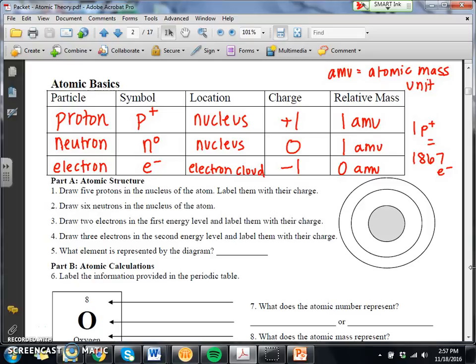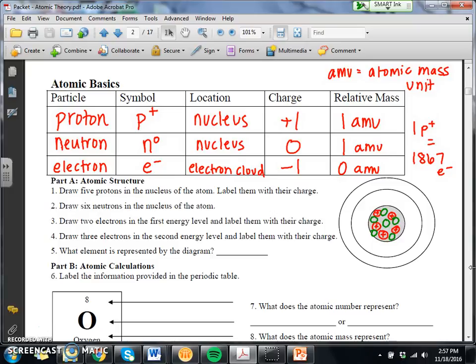So if we look at the way an atom would be labeled, okay, and we follow these instructions, it says draw 5 protons in the nucleus of the atom. So I'm going to draw 5 protons in my atom, okay? It says draw 6 neutrons in the nucleus of the atom. So I'm going to draw 6 neutrons, 1, 2, 3, 4, 5, 6. Notice that I did not put a symbol in the middle of my neutrons because neutrons are neutral. They do not have a charge. But I put a plus sign in my protons because they're positive.